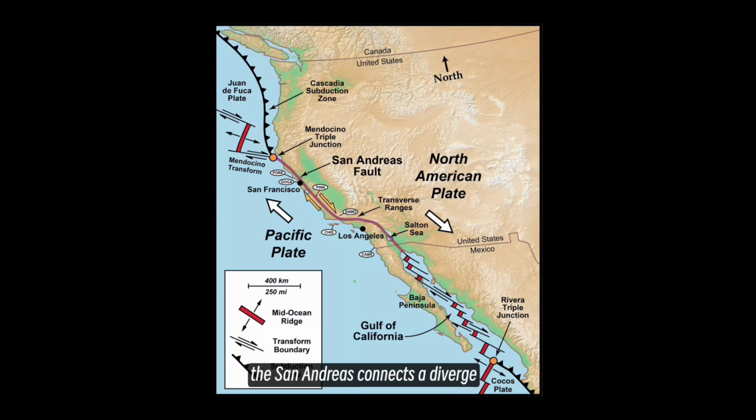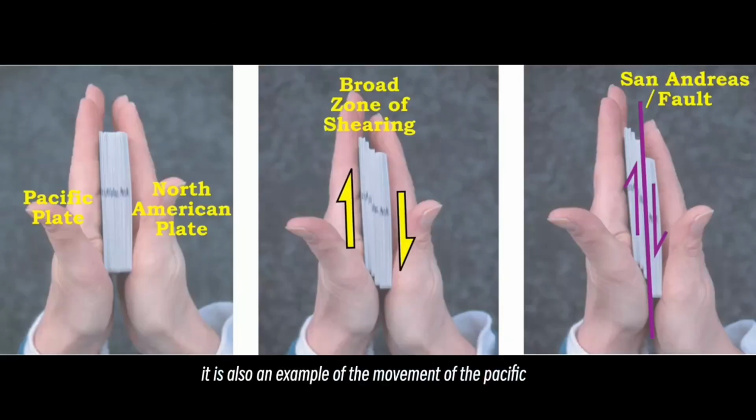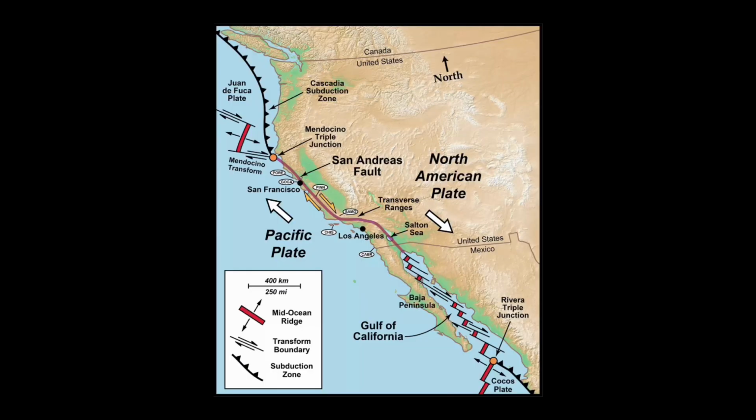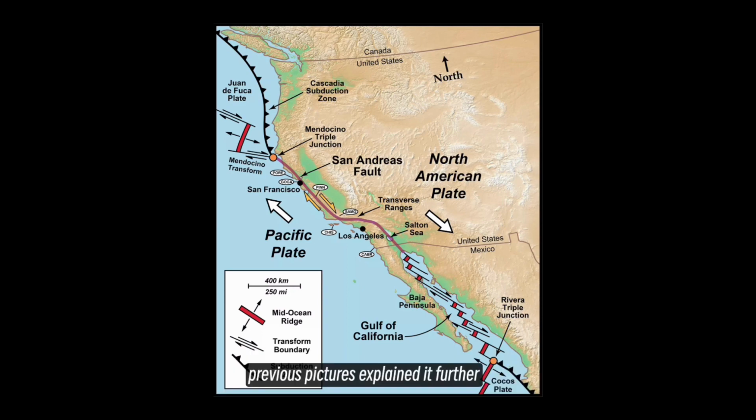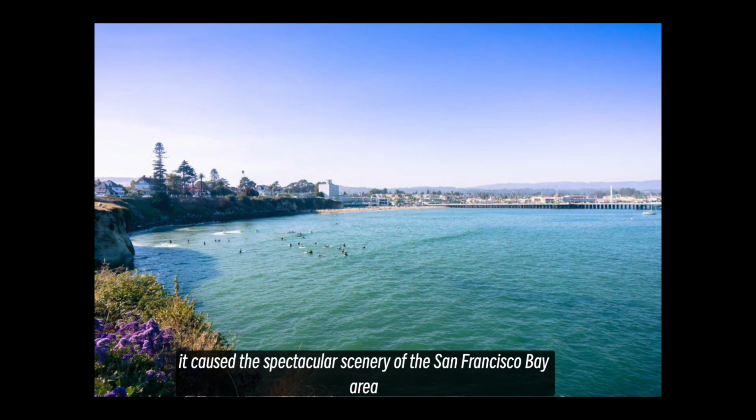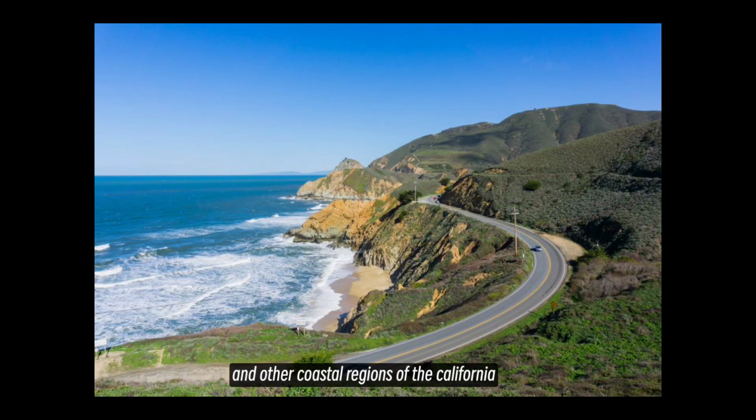The San Andreas connects the divergent boundary in the Gulf of California with the Cascadia subduction zone. It is also an example of the movement of the Pacific plate past the edge of North America along transform plate boundaries that extend from the Mexico border to the north of San Francisco. Previous pictures explained it further. It caused the spectacular scenery of the San Francisco Bay Area and also coastal regions of California as well.